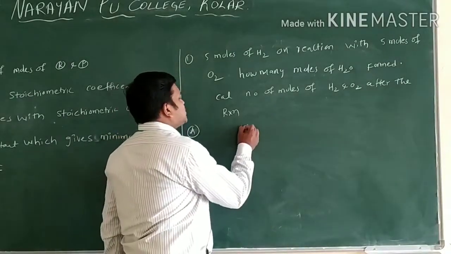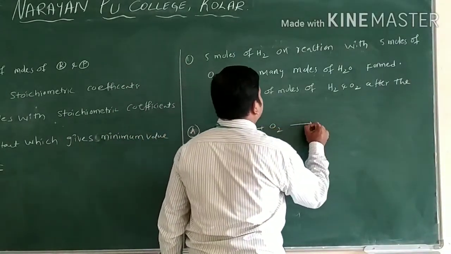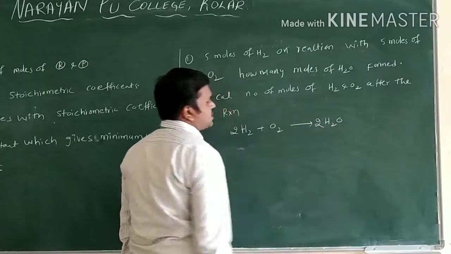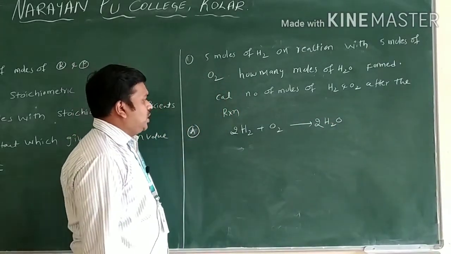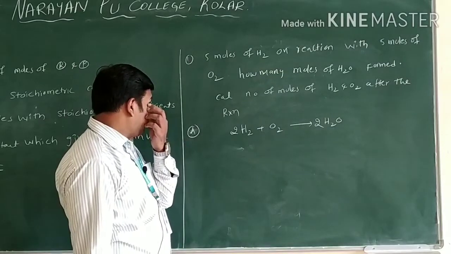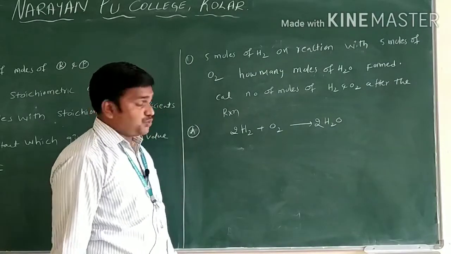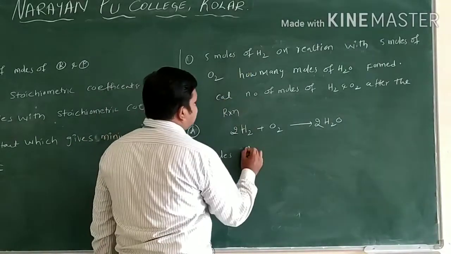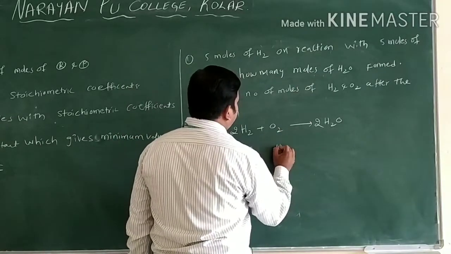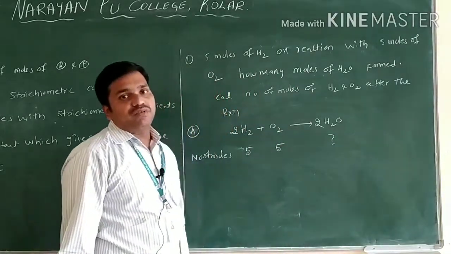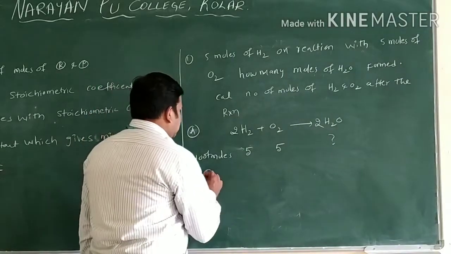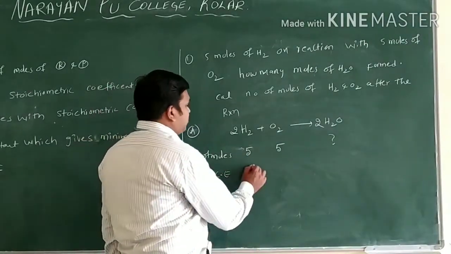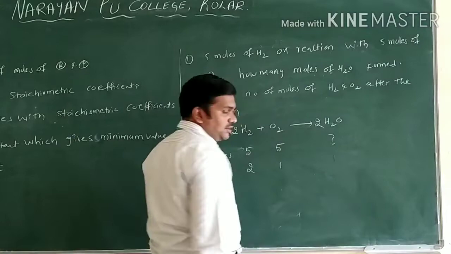Okay, I will write the balanced equation first: H2 plus O2 gives H2O. Just multiply H2 by 2 and you will get 2 moles of H2O. First step, as I told, write the number of moles of H2. How many moles of H2 are given? 5. How many moles of O2 are given? 5. We don't know how many moles of H2O are formed in the reaction. Next, stoichiometric coefficients. What is the stoichiometric coefficient of H2 here? We have 2. This is 1 and this is 1 only.